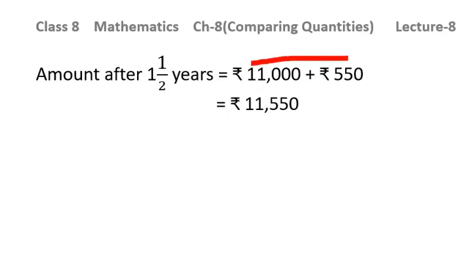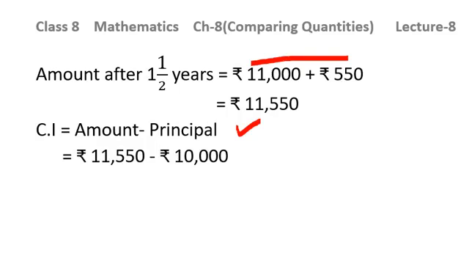We need to calculate the interest. So compound interest will be amount minus principal. 11,550 minus 10,000. You will be getting 1,550 as the compound interest in this second part, when the interest is being compounded annually.